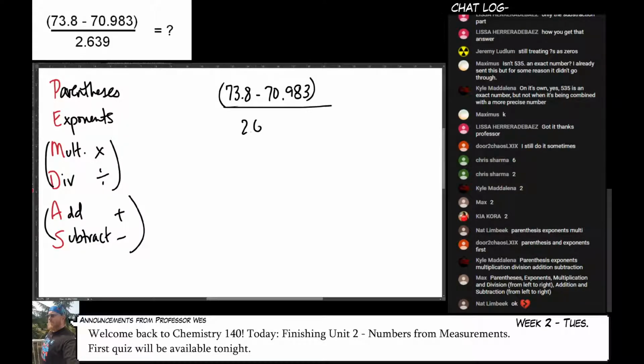In parentheses, divided by 2.639. And my little dot didn't show up. There we go. All right, what's the first operation? It's the parentheses, which means that we're going to have to do what's inside here first. That's a subtraction, so I need to set it up like a subtraction. So we're going to do that down here. 73.8 minus 70.983.